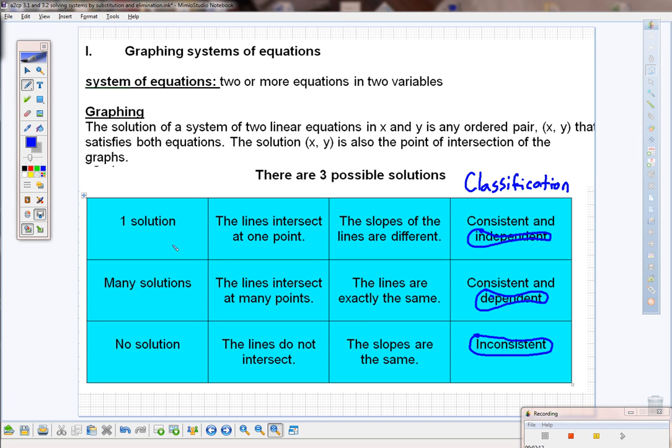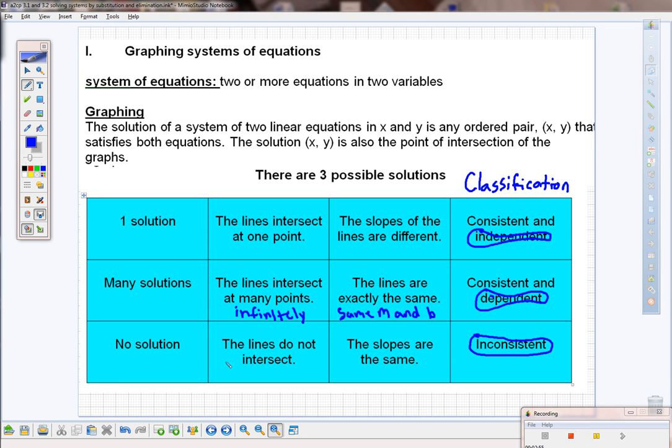Alright, when there's one solution, we know the lines intersect at one point. The slopes of the lines are different. The y-intercepts do not matter. When it has many solutions, you know the lines intersect at many points. In fact, we like to say infinitely many. We know the lines are exactly the same. That means same slope, and because I don't have room, I'm just going to put an m, and same y-intercept, b. And that comes from y equals mx plus b.